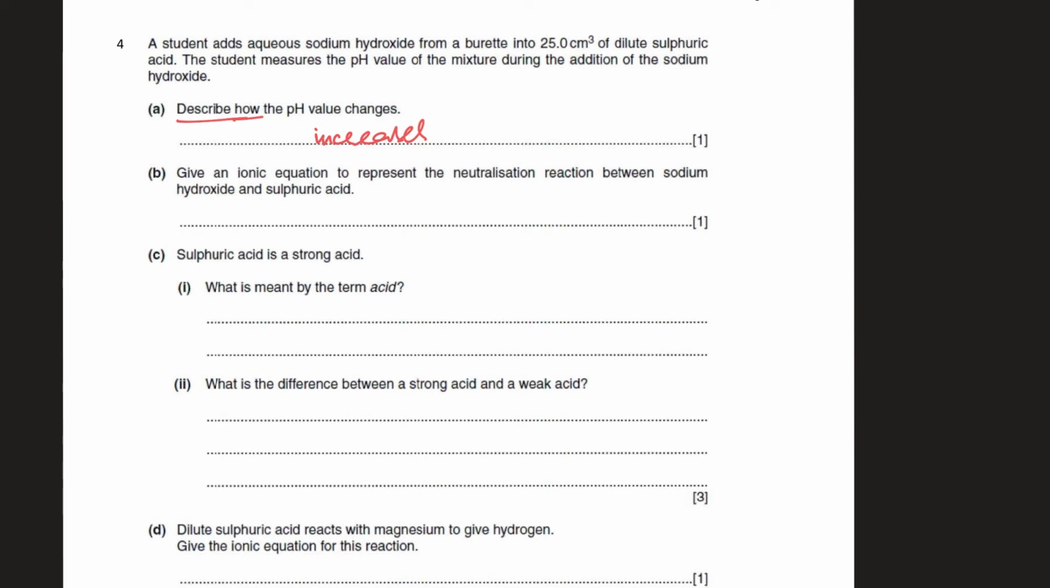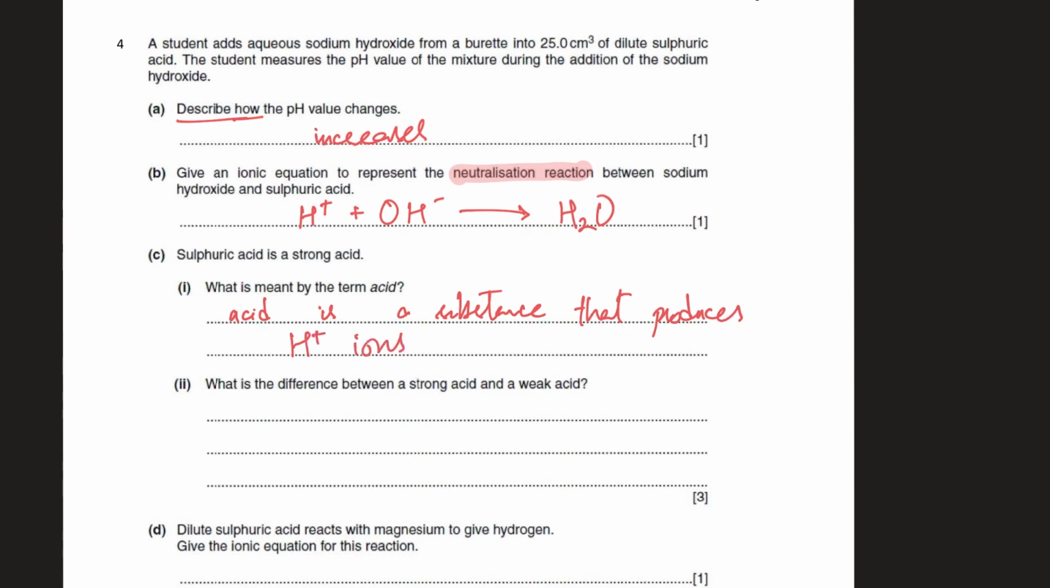Given ionic equation to represent the neutralization reaction, so they have specified what the reaction is, and you know that for neutralization reaction, you need H positive ion reacting with hydroxide ion making water, and that is the neutralization reaction. What is meant by the term acid? Acid is a substance that produces H positive ions. Now you can say that H positive ions in water, implying that all acids are soluble, but you can still do without it.